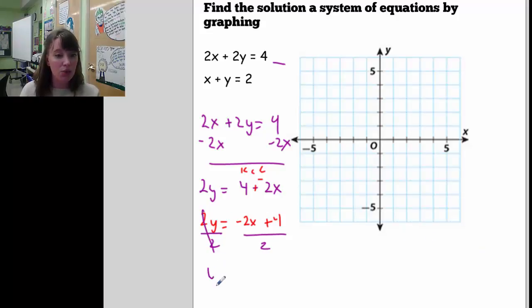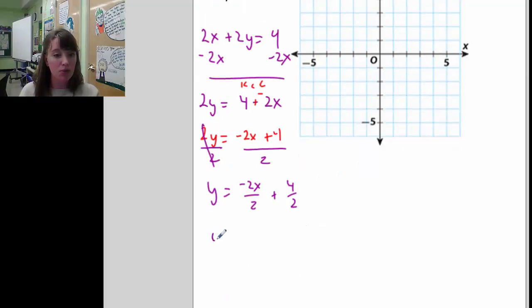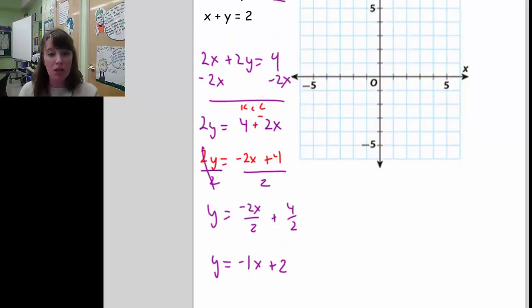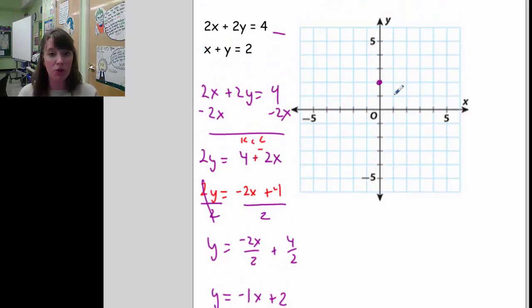So I have y is equal to, now I'm going to divide them, negative 2x divided by 2 plus 4 divided by 2. So I really have y is equal to negative 1x plus 2. So I have a y-intercept of 2 and a slope of negative 1. Here's my line right here. In the interest of time, I'm just going to leave out the arrowheads for a minute.